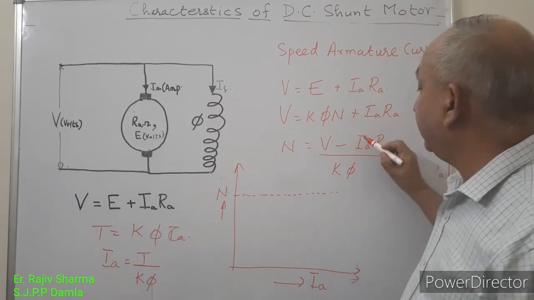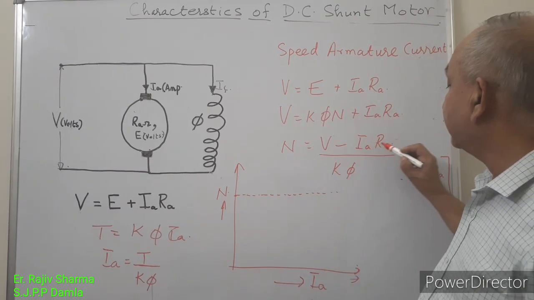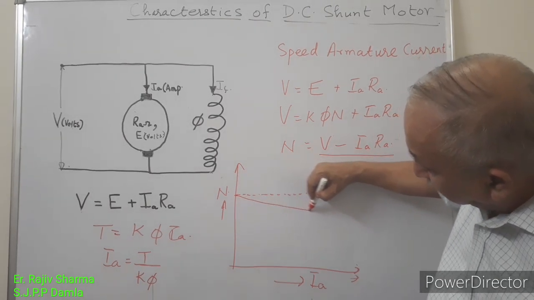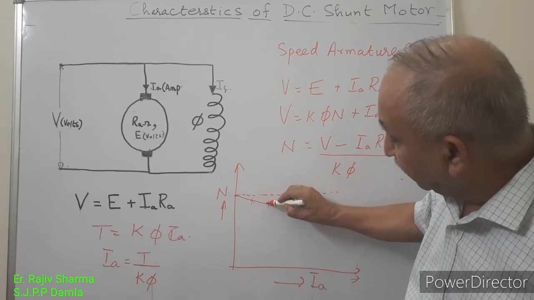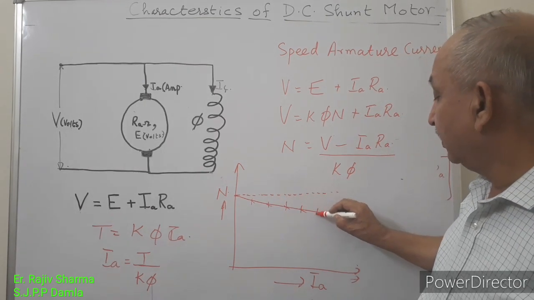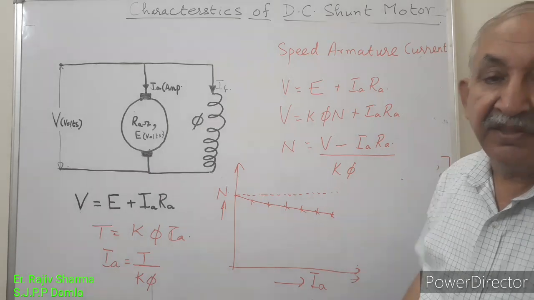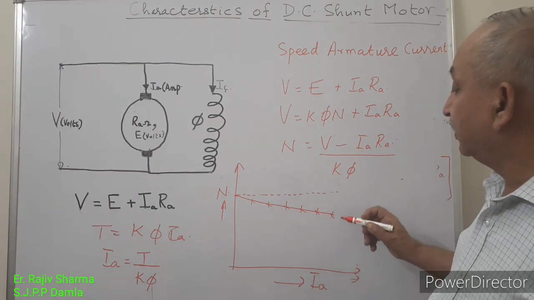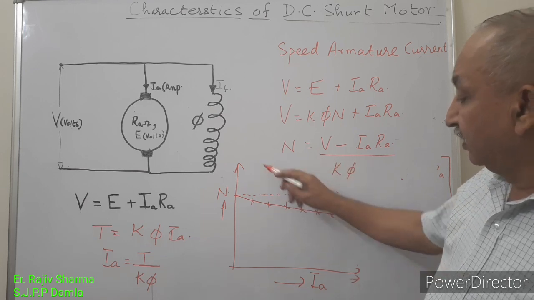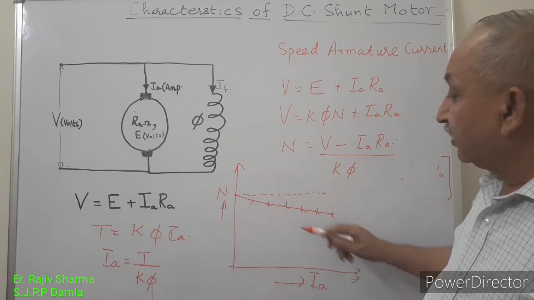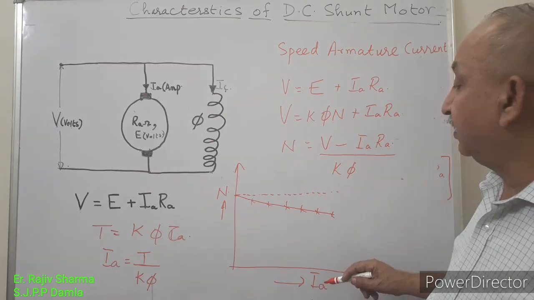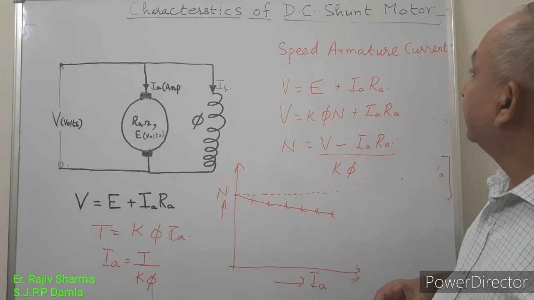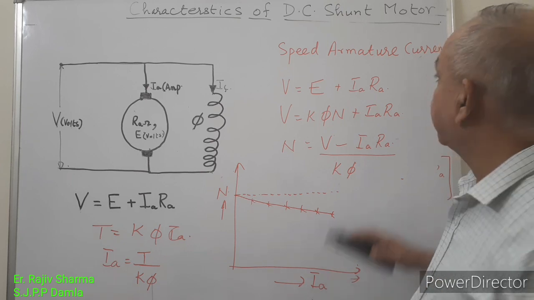As the value of IA increases, V minus IA RA decreases and the speed decreases. So as the load increases, there is a decrease in the speed of the motor. This is the graph of speed versus armature current characteristics. Next is the speed torque characteristics.